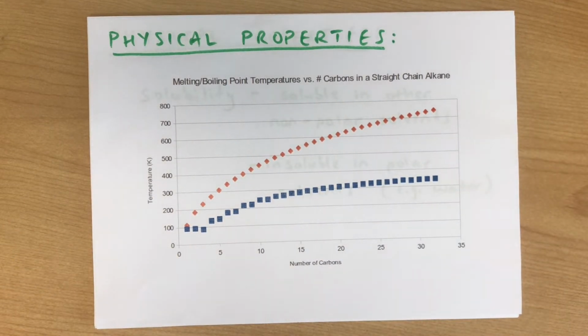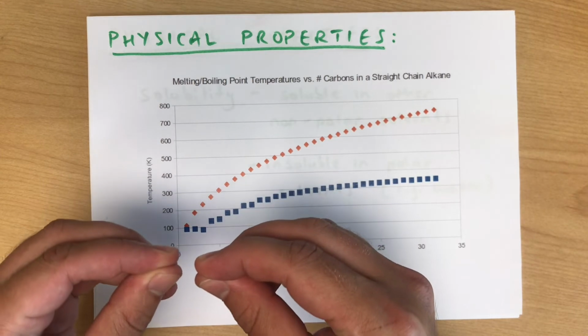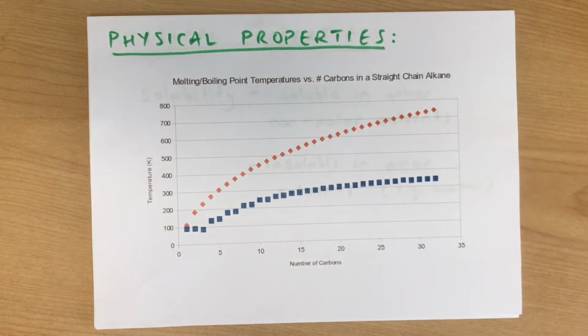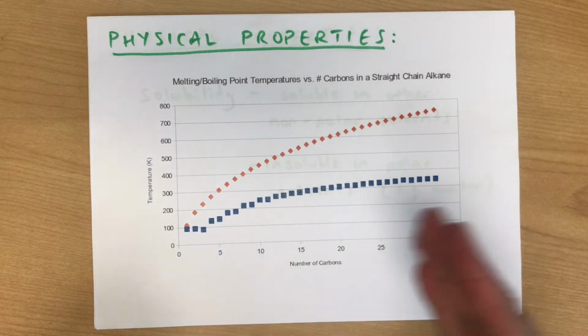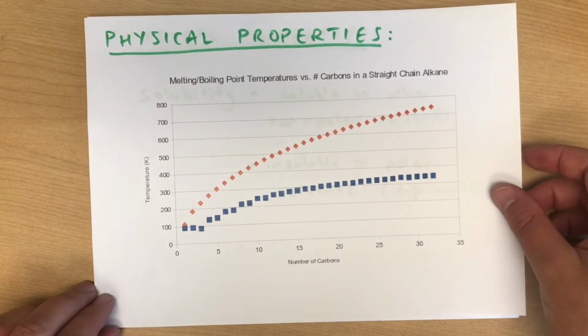One way I like to think of this is, it's much harder to shake 5 bowling balls than it is to shake 5 marbles. Because they are bigger particles, they take more energy to shake them, more energy to break the bonds between the particles. That's why the melting and boiling point increases as the molecules get bigger.